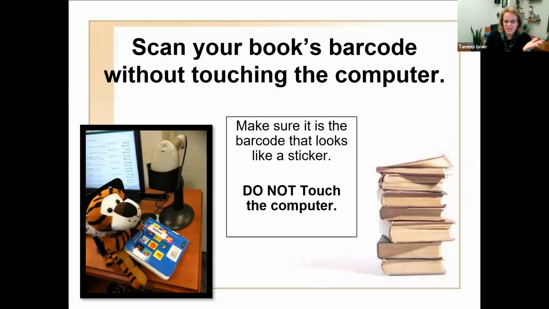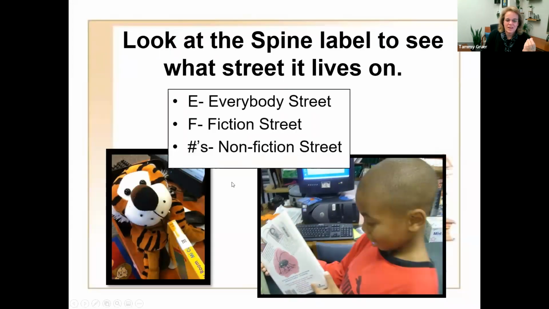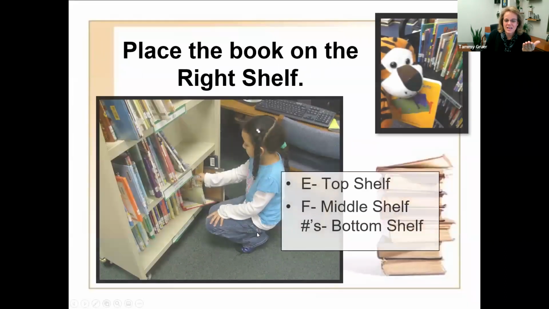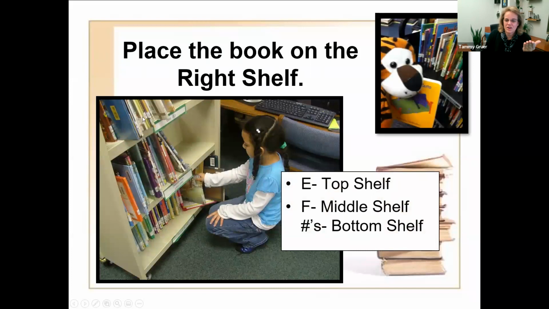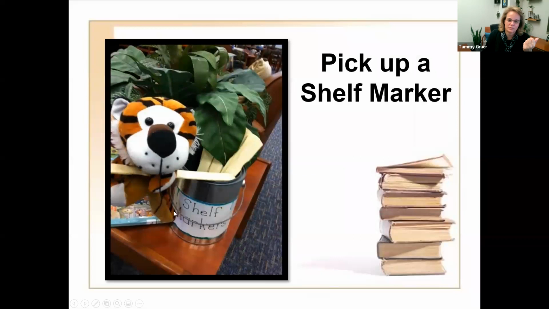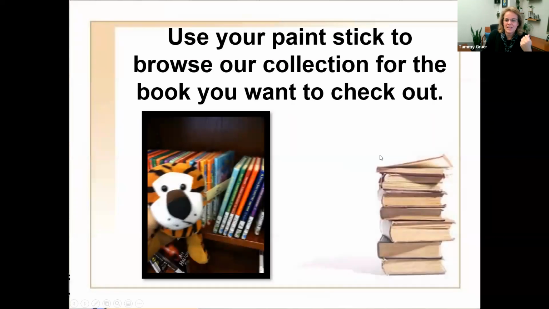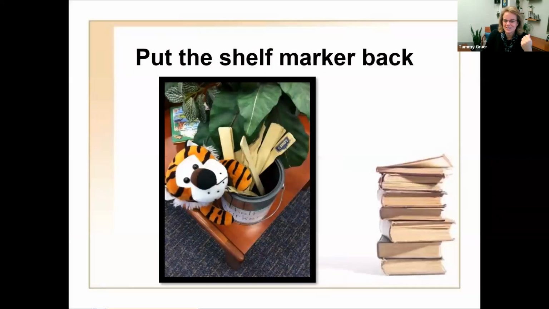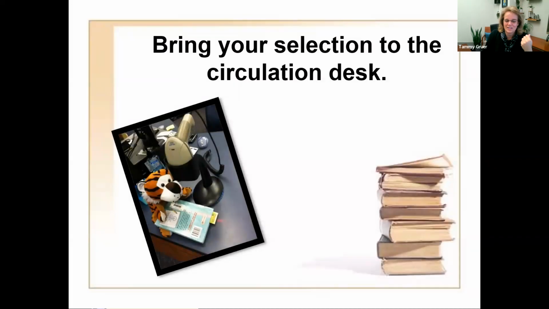But it talks about them hugging their books, checking in by not touching the computer, that E is Everybody, F is Fiction Street, numbers indicate Nonfiction Street, so they had to look at the spine label. Once they did that, they knew what shelf to put things on. So E was top, F was middle, and then the others were the bottom shelf. And then we also talked about shelf markers. I know some people are not fond of those, but I used paint sticks, and he showed everyone how to use the paint sticks to look for different books in their library.